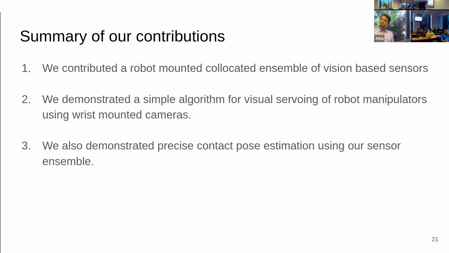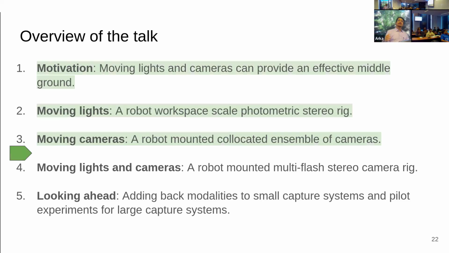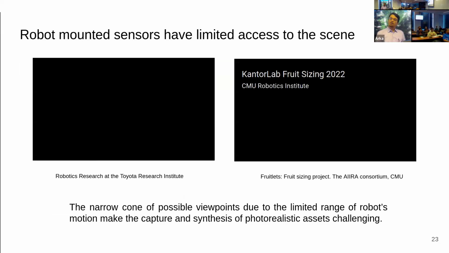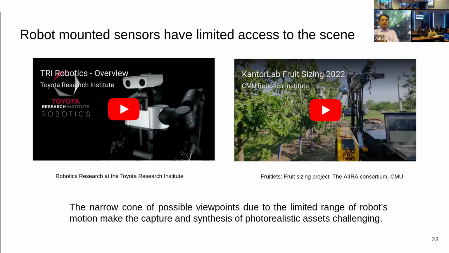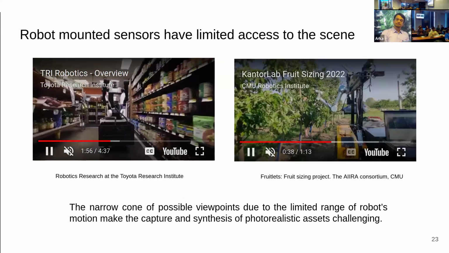All right. Now we understand what we can gain by moving lights and moving cameras. Let's look at the main part of the talk, where we will discuss a robot-mounted multi-flash stereo camera rig to understand the effects of moving lights and cameras together. For that, we need to motivate the need of moving lights and cameras together. To do that, let us revisit an example we discussed before.